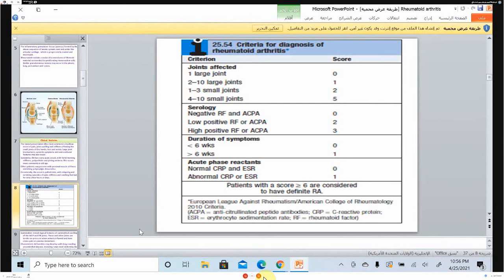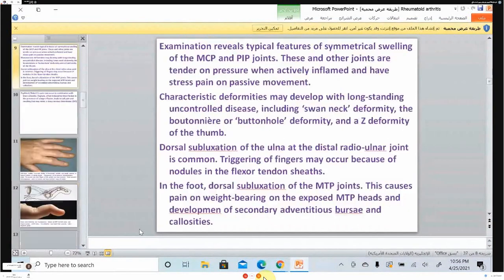So you can see the clinical presentation. That means the joints affected: if it is 4 to 10 small joints, score 5. Examination reveals typical features of symmetrical swelling of the metacarpophalangeal joints and proximal interphalangeal joints. These and other joints are tender on pressure when actively inflamed and have stress pain on passive movement.